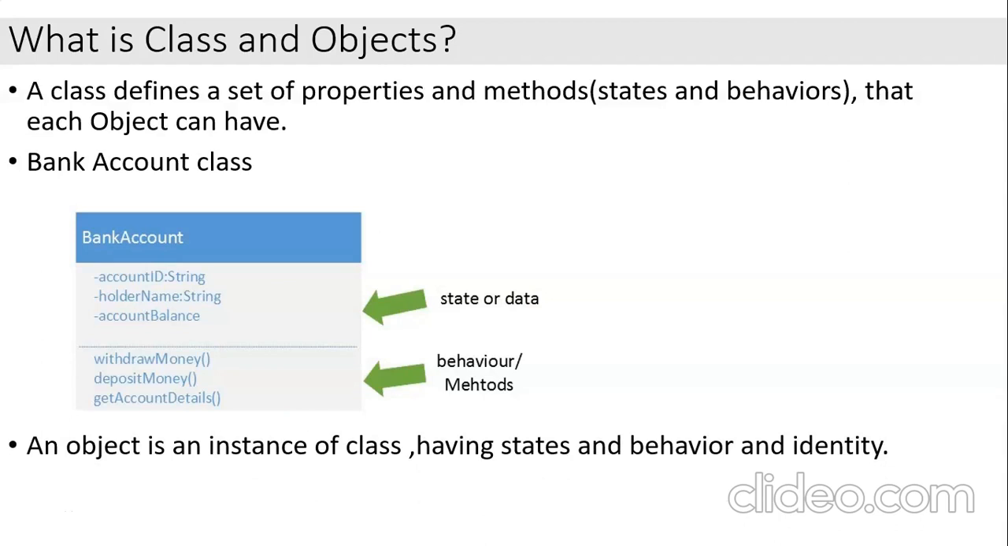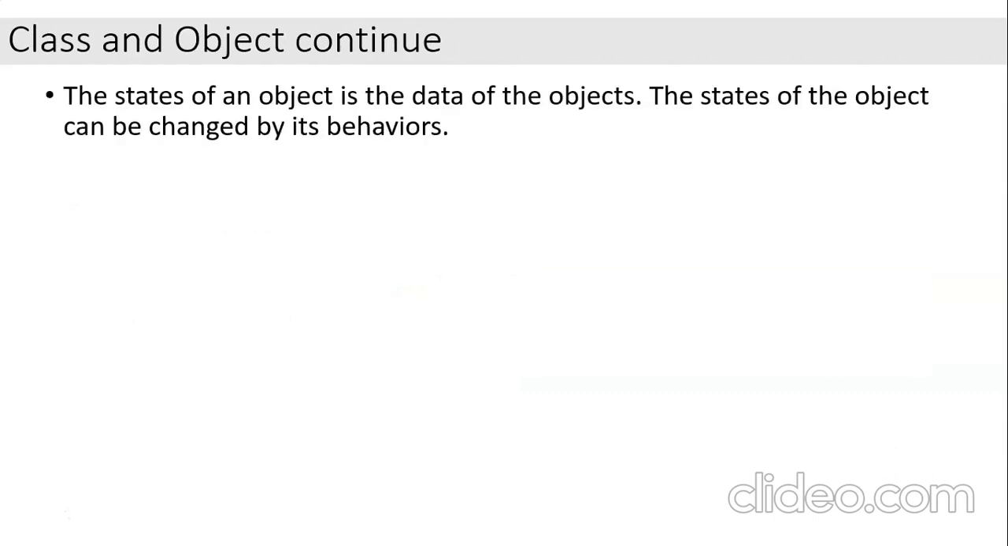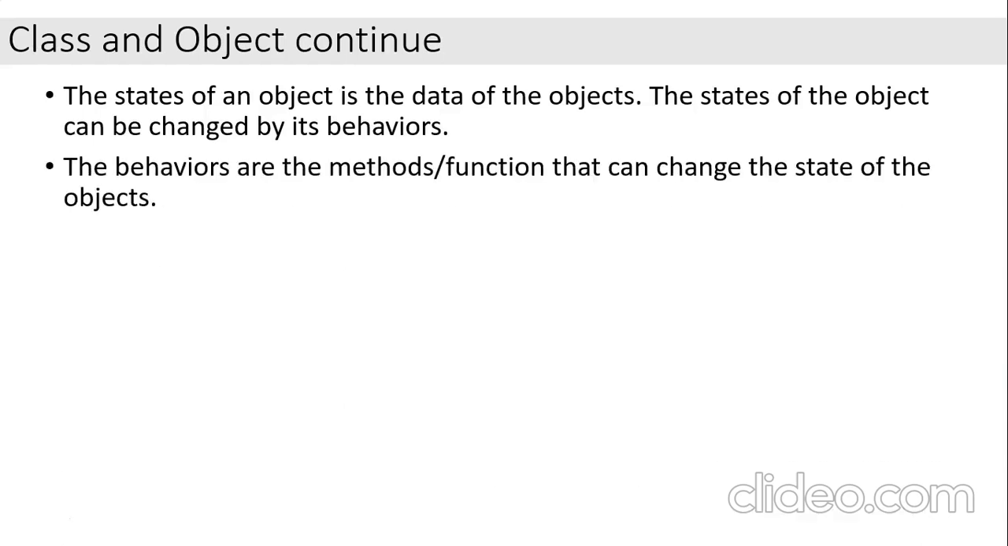An object is actually an instance of a class having states, behavior, and identity. The state of an object is the data of the object. The state of the object is the actual information held by the object.